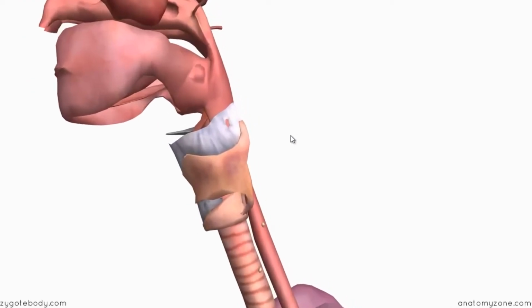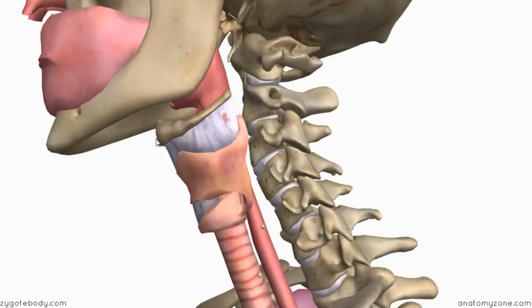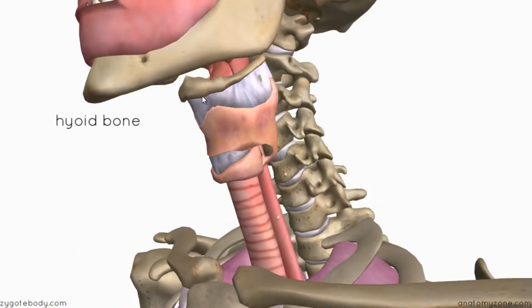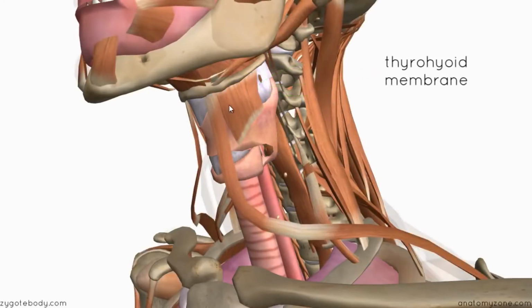Before I talk about the cartilages, it's worth mentioning the relationship of the larynx to the hyoid bone. If I bring in the bones, you can see this membrane from which the thyroid cartilage is suspended. This is called the thyrohyoid membrane. And if I bring in the muscle, there is a quite important muscle which connects from the hyoid bone to the thyroid as well. We call this the thyrohyoid muscle. It's worth remembering that the larynx is suspended from this muscle and this membrane.